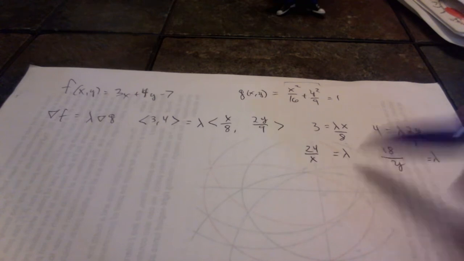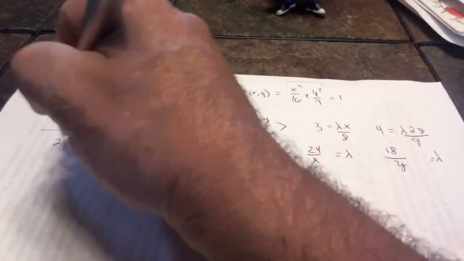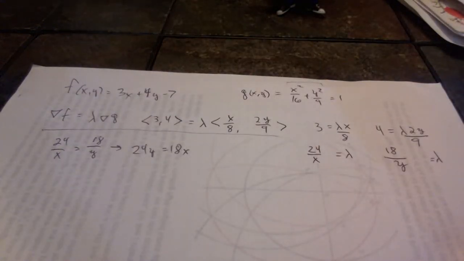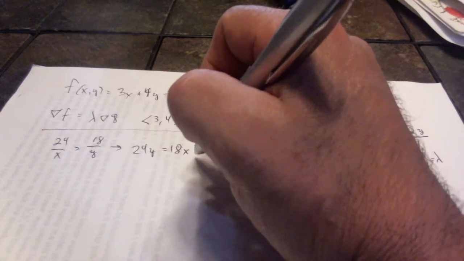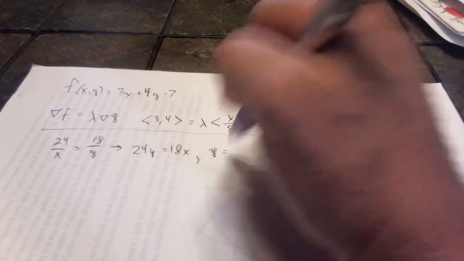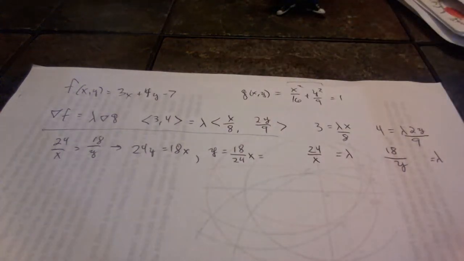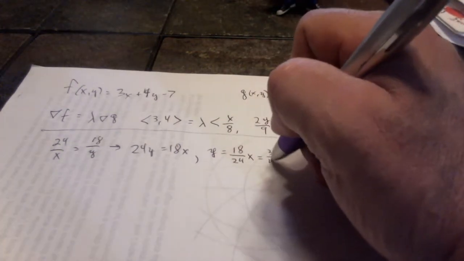Now, that's lambda equals lambda, so let's take it over here. I have 24 over x equals 18 over y. Cross multiplication gives me 24y equals 18x. I can divide by 18 or I can divide by 24. I divided by the 24 because I'm just used to y equals. But you can do whatever you want. y equals 18 over 24 x. Cancel a 6 out of everybody, and I get 3/4 x.